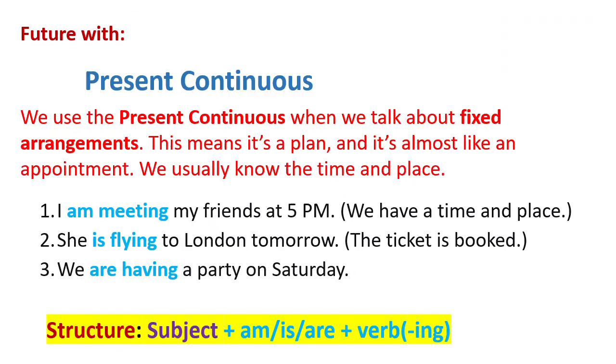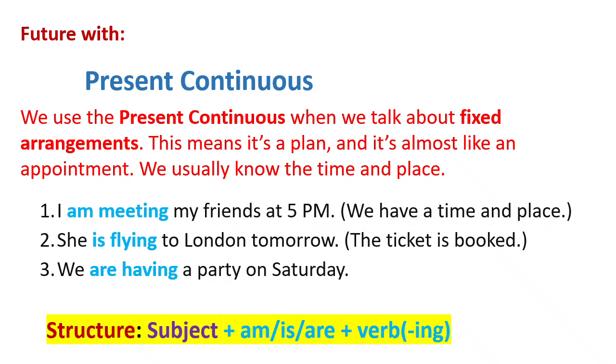After it, we are moving forward to present continuous. Often in our practical life, we use present continuous as well for the future. Now in red color, we can find the reason, the purpose, and the functionality. We use the present continuous when we talk about fixed arrangements. One thing is interesting, that we use present continuous for the near future and for fixed arrangements. This means it's a plan, and it is almost like an appointment.